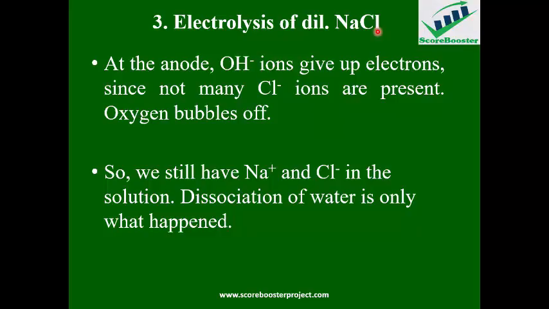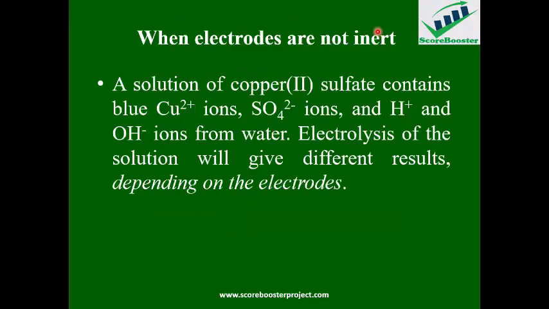Our starting reaction is our end reaction, but the concentration of sodium chloride will have increased because we have dissociated the water. That is just what happened. So when electrodes are inert, that is our examples, the three examples that we have highlighted are when electrodes are inert. When they are not inert, what happens?